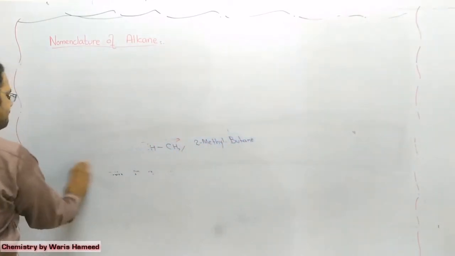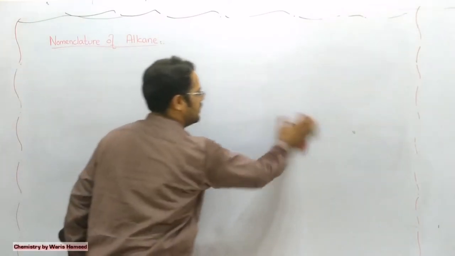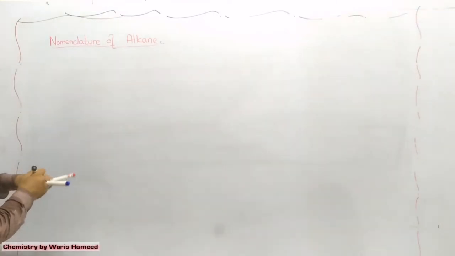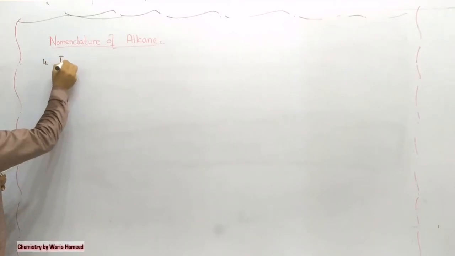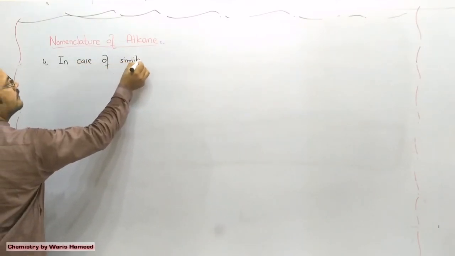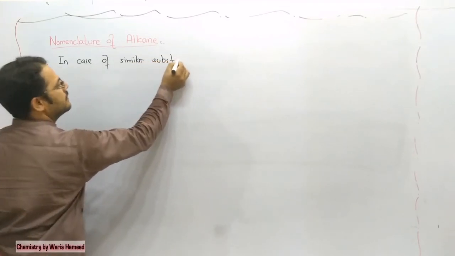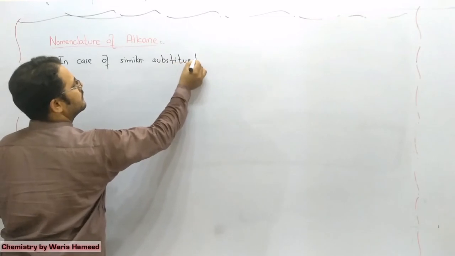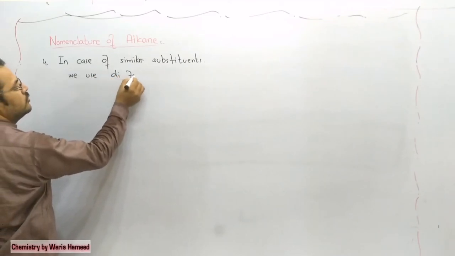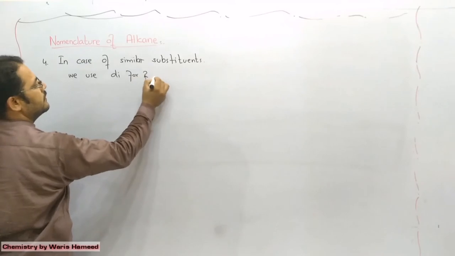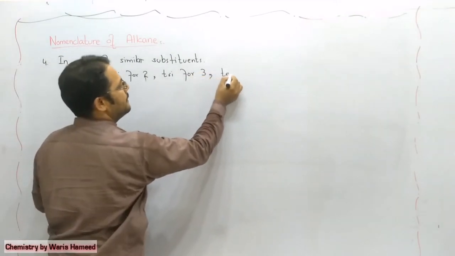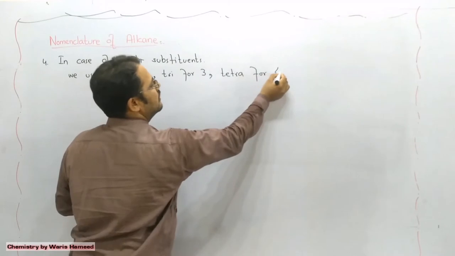In case of the fourth rule about similar substituents, we use di for 2, tri for 3, tetra for 4, and so on.